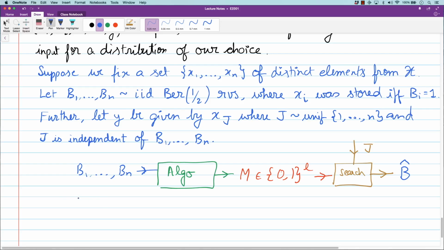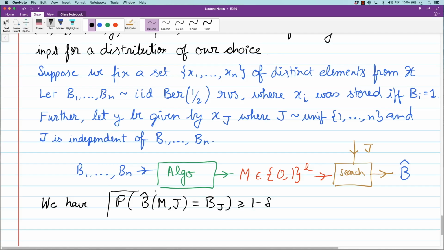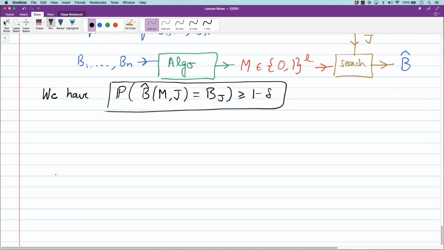So what we have for any algorithm that works is that the probability that b hat of m comma j is equal to b of j is greater than 1 minus delta. That's what we have. And from this we want to figure out if we can derive a lower bound for L. That's the goal. So we do an information theoretic lower bound proof here.